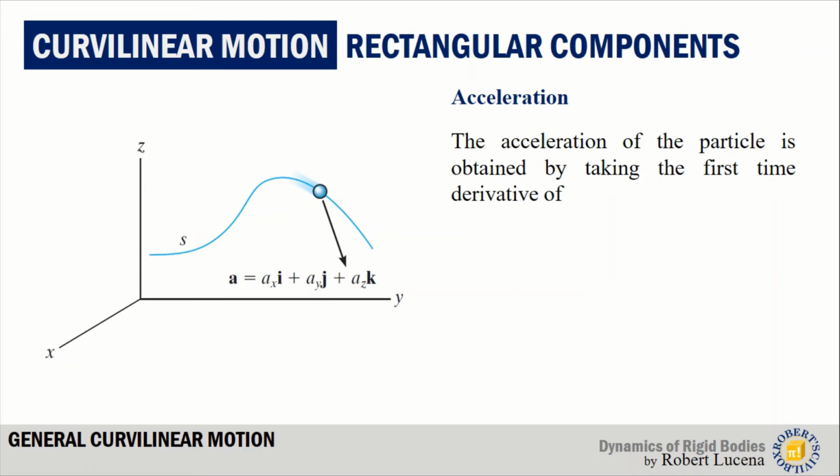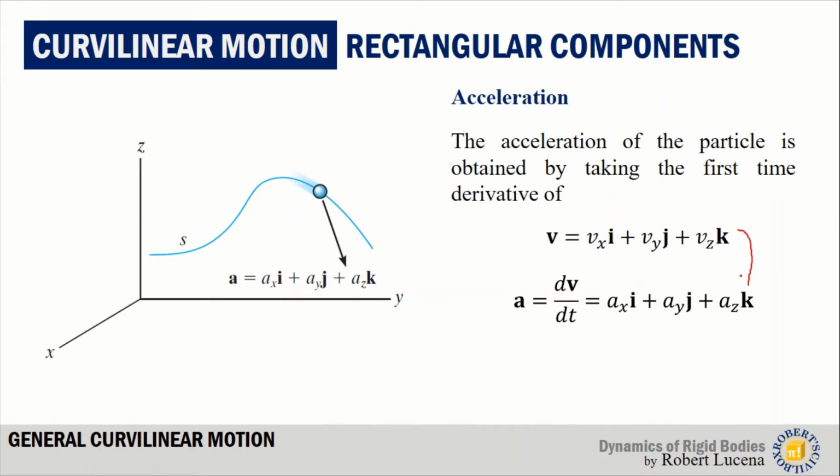And also, if we know the velocity vector, we could get the acceleration vector in the same manner. So we have the velocity vector. Recall that if we get the derivative of the velocity vector, we will arrive at the acceleration vector. Therefore, your acceleration vector now would be this one. You just replace your Vx with Ax, and Ax now is the first time derivative of Vx, Ay is the first time derivative of Vy, and Az is the first time derivative of Vz.